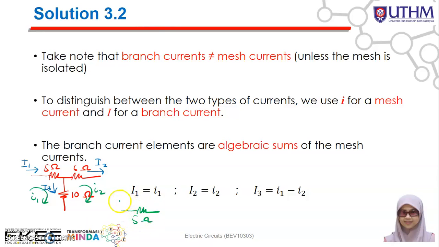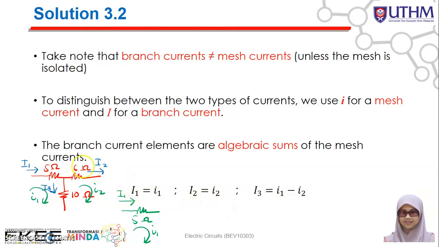Okay, and then you have I1 flowing to this side. You also have I1 flowing to this side. So in this case, the mesh current I1 is in the same direction as the branch current I1. That's why the capital letter I1 is equal to the small letter i1.